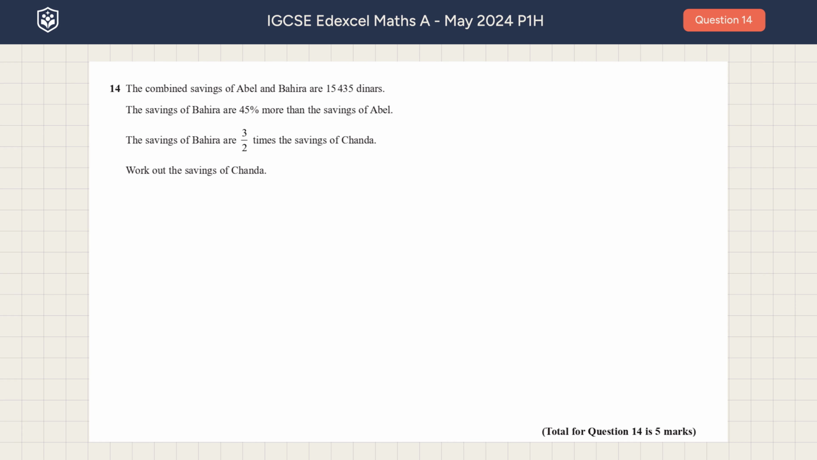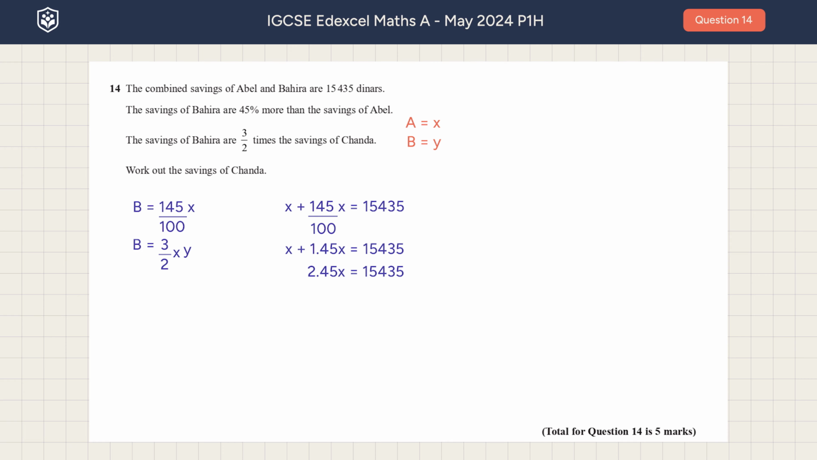Bahira has 45% more than Abel, so that's going to be 145 over 100 times x, where we let Abel's savings be x. Bahira also has 3 over 2 times the savings of Chanda, so 3 over 2 times y, where Chanda is y. Let's first find Abel's savings by writing the equation x plus 145 over 100x equals 15,435, which equals x plus 1.45x, which equals 2.45x. Then we're going to divide the right side by 2.45, and that's going to give us x equals 6,300.